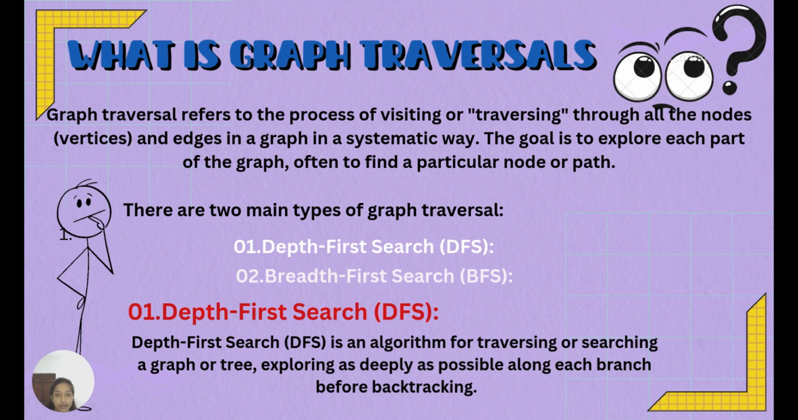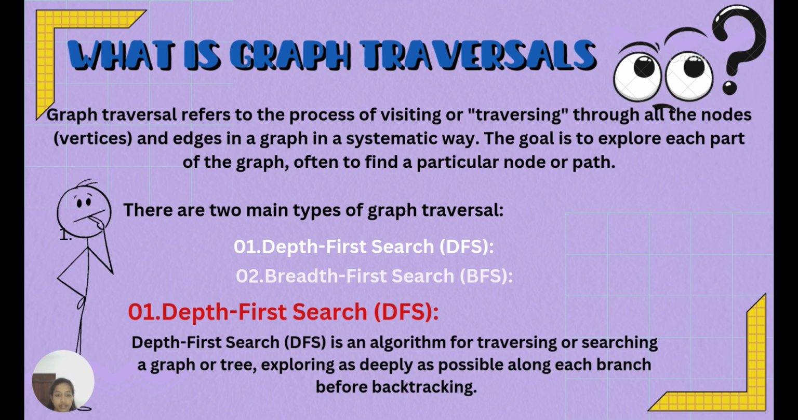There are two main types of graph traversal. First one, depth first search. Second one, breadth first search. Now let's take the first one. What is the meaning of depth first search?